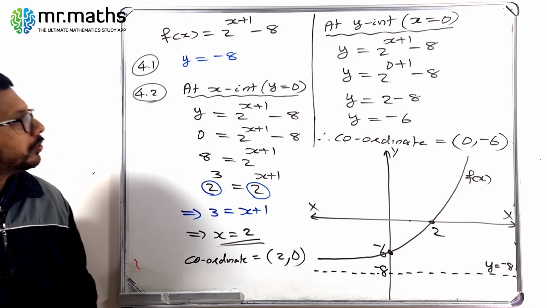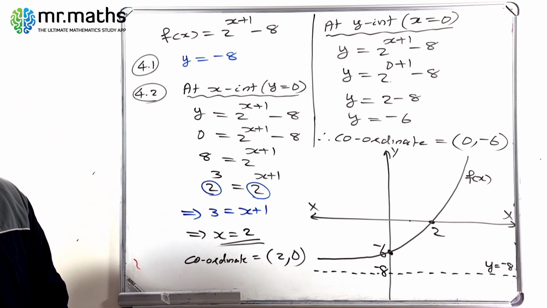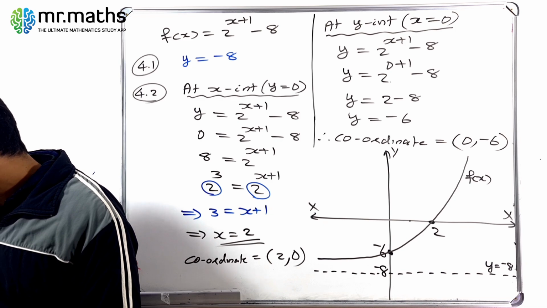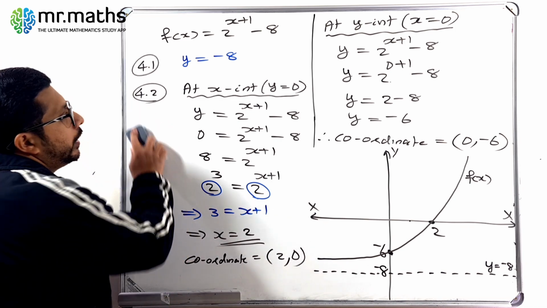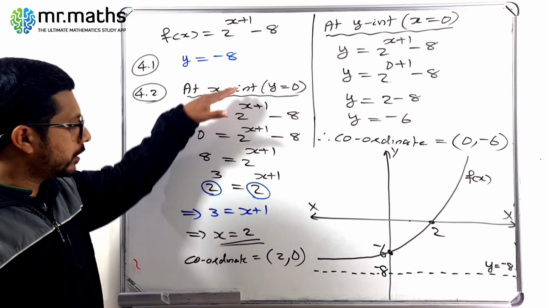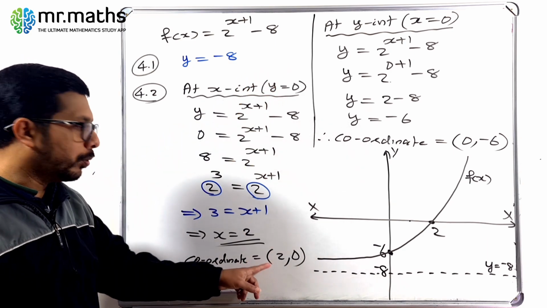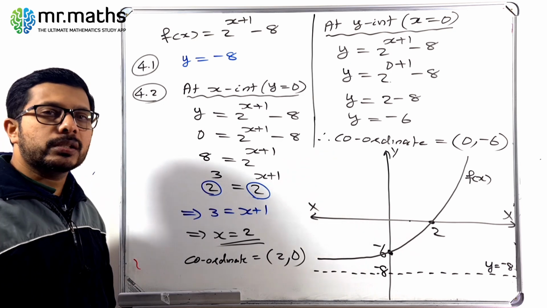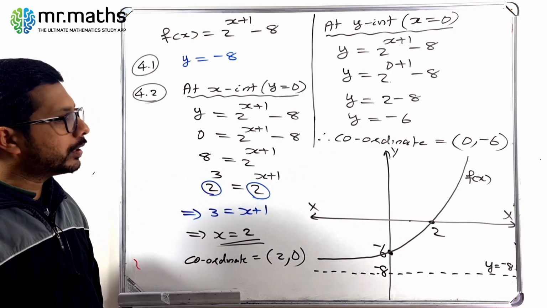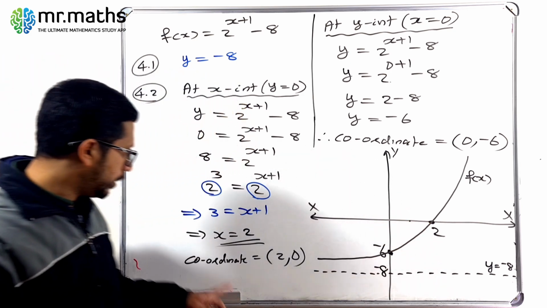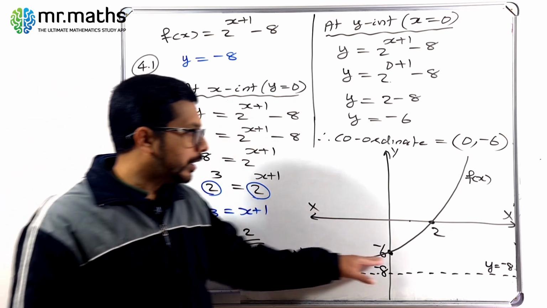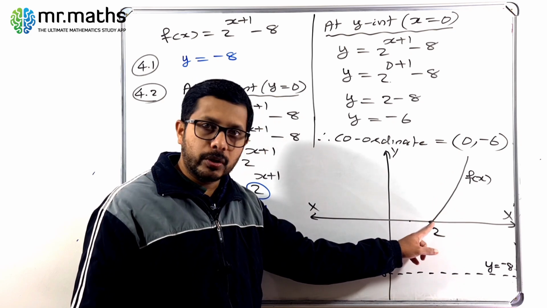Now let's go to question number 4.3. Before I go to it, I just want to explain something from this question. Here we found the x-intercept and y-intercept and got the coordinates 2 comma 0 and 0 comma minus 6. But in some questions we won't get the x-intercept. Here we got the x-intercept 2 comma 0, but in some questions we don't get it.